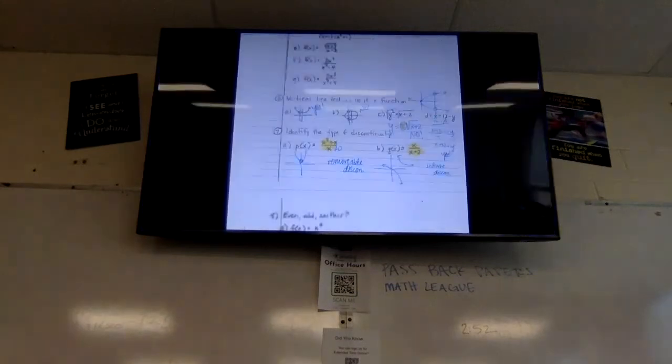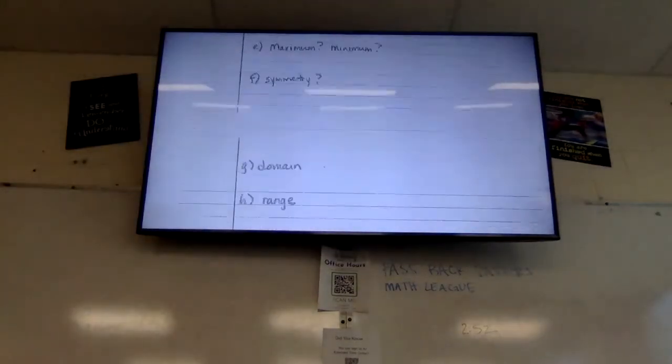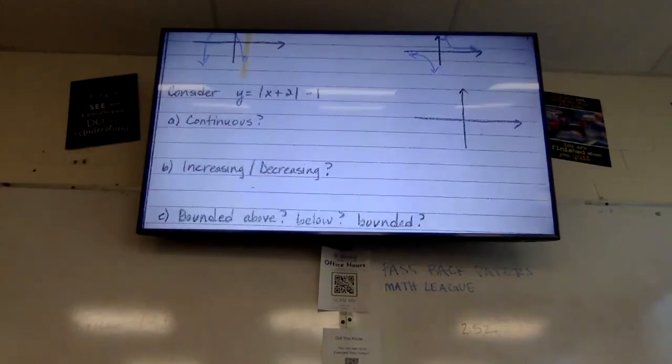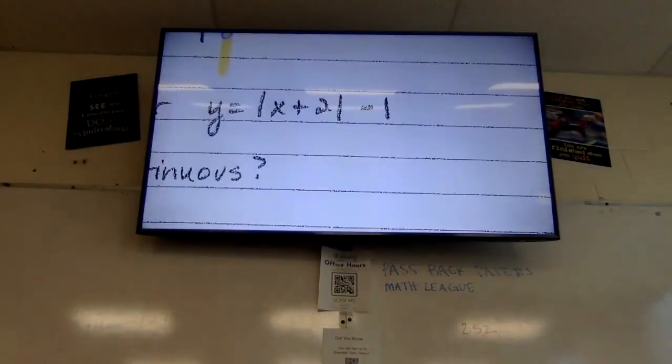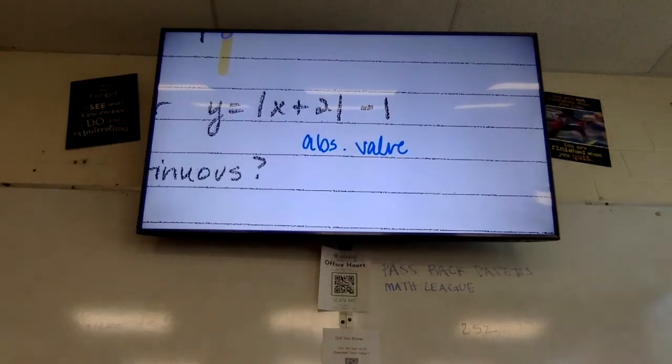All right, so on number 2, it says consider this, and it gives us an equation. What kind of equation is this? Absolute value. And what do absolute values look like? Like a V, right? A straight V on both sides. What does this minus 1 do to my V? It's going to go down 1. And what does the 2 do? Left 2. We want it to go to the right 2, but it does not do what we want it to do when it's inside, so it goes opposite what we think. It goes to the left 2.